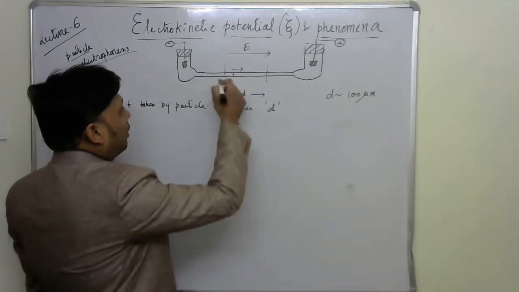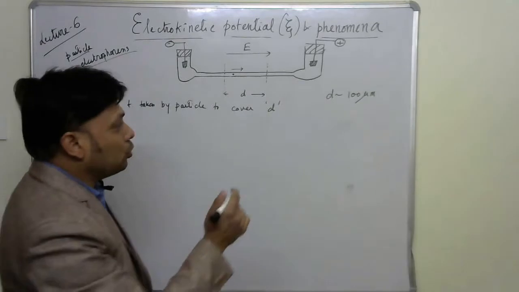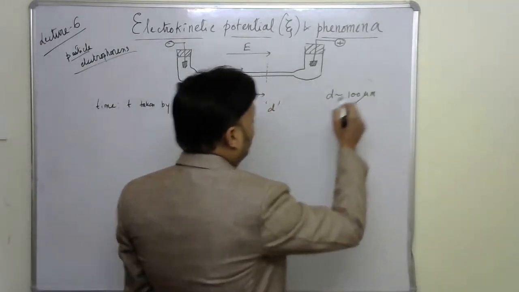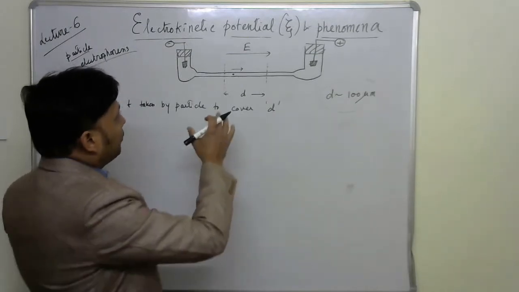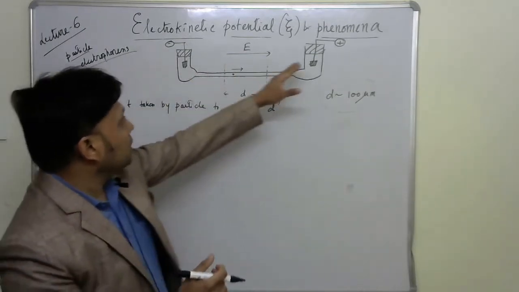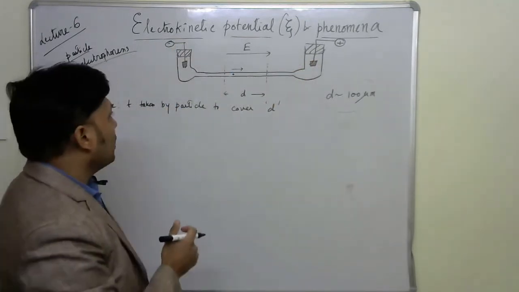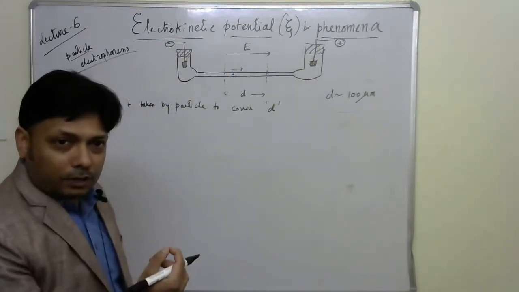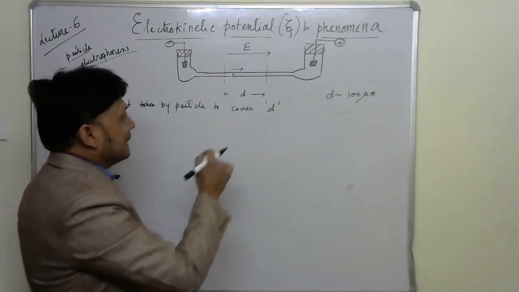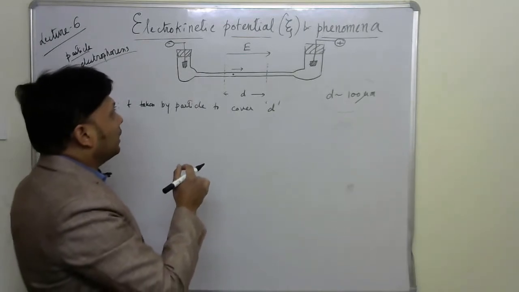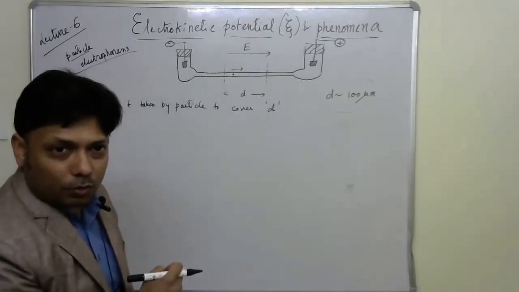You see, I have demarcated two ends, and they are separated by a distance d. Usually d is on the order of 100 micron, and some electric field has been applied. If we apply the potential difference, depending on the charge of the particle, let's assume here the particle is negatively charged, it would experience the electric field E, and it would move towards the positively charged electrode.